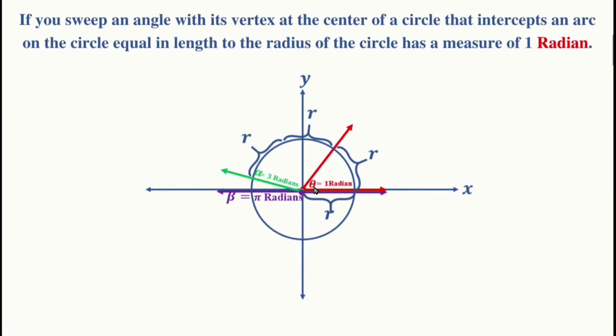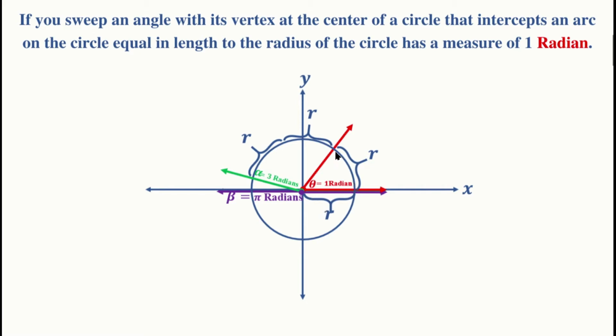Imagine sweeping. Keep your focus on this red angle here. You start with your initial side on the positive x-axis, and you basically sweep an angle in such a way that the length of the arc here is exactly the same as the radius of the circle. And if you do so, you have basically spanned an angle which is exactly 1 radian. So this is how we define the radian measure of an angle. Notice that it is directly related to the radius, therefore the name radian.